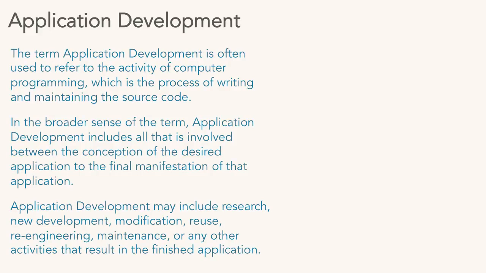So application development, there are some terms you're going to hear interchangeably. Programming and applications are one of them. So the term application development is often used to refer to the activity of computer programming, which is the process of writing and maintaining source code. So source code is kind of like the master document, the master code. So any changes that get made to a program, they go in and they change the source code.